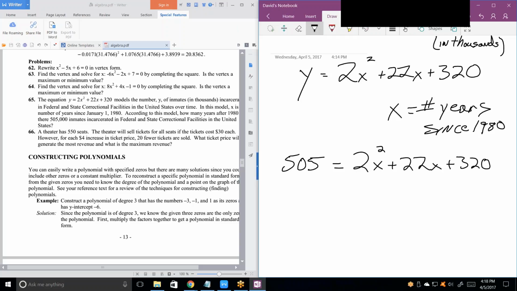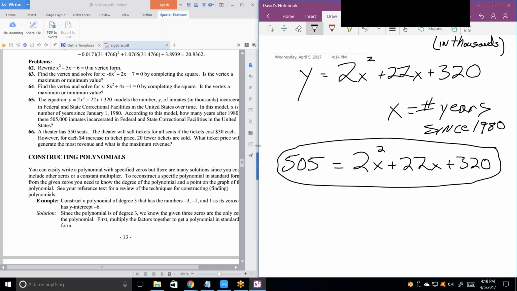So what are we going to do here? In other words, they want to know what year the inmate population hits 505,000. So don't I have to solve that for x? And whatever answer I get for x, add it to 1980, and that will be the year. Now, they didn't make this an easy quadratic. First of all, if I had to solve this without a calculator, what would be my next step? Subtracting 505. Okay, so I get 0 equals 2x squared plus 22x minus 185.